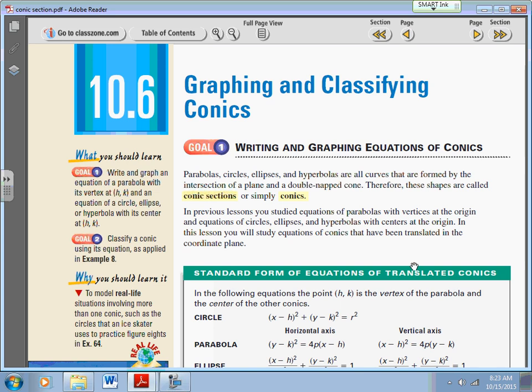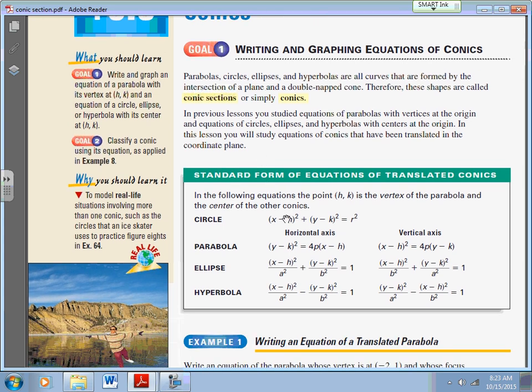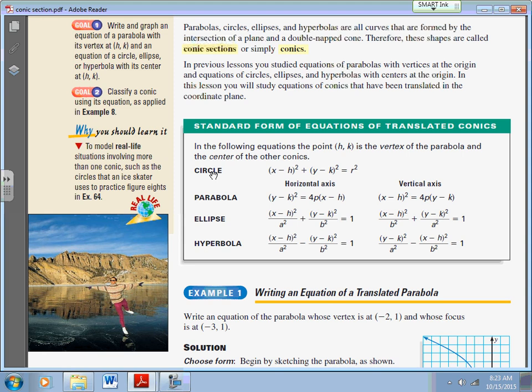Alright, so we're graphing and classifying conic sections. You are going to have to be able to write and graph an equation of a parabola with its vertex at (h, k), and an equation of a circle, an ellipse, or a hyperbola with its center at (h, k). You're also going to classify the conic section, so you'll be able to look at an equation and identify if it's a circle, a parabola, an ellipse, or a hyperbola.